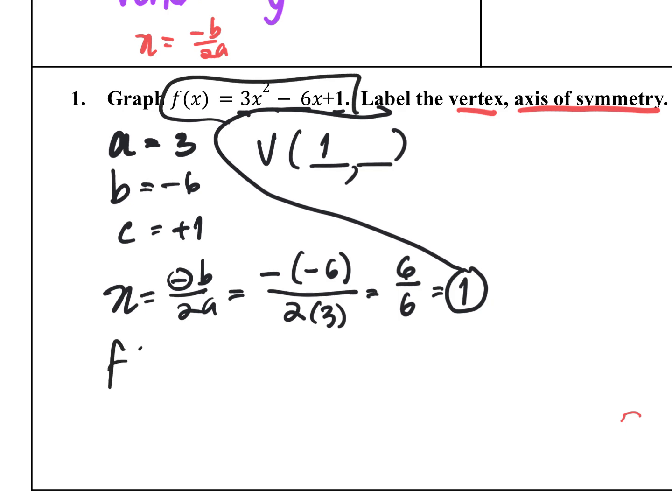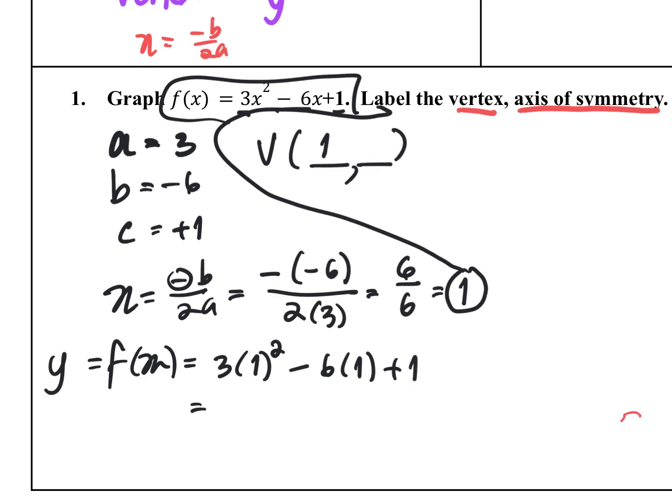Okay, so let's continue. That's going to be f of x. Remember, f of x is the same as your y. So this is going to give you 3 times 1 squared minus 6 times 1 plus 1. Okay, 1 squared is still the same. 1 multiplied by 3 is going to give you 3. 6 times 1 is 6, plus 1. Here, 3 minus 6 is going to give you negative 3. Negative 3 plus 1 is going to give you negative 2. Okay, so the y-coordinate of our vertex is now going to be negative 2.